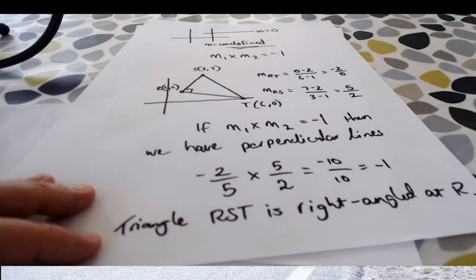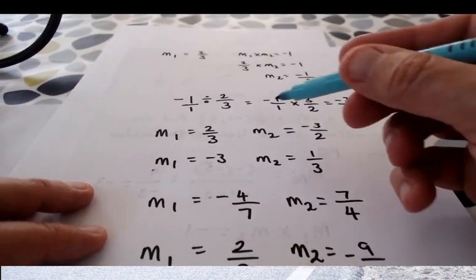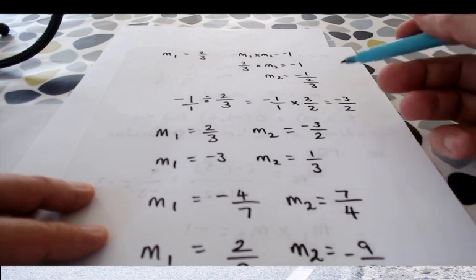Okay, so we can use this fact to work out gradients, but we can also use it to prove if a triangle is right angled or not. Remember, the fast way of getting the perpendicular gradient is to turn the fraction upside down and change the symbol. Right, time for you to do some work.